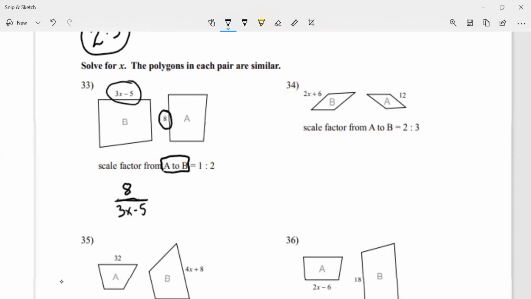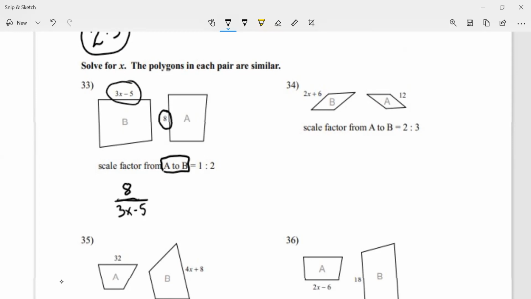The value of A goes first. Now, on this example, 33 to 36, A will not always be the smaller figure or the larger figure. Sometimes A will be small, sometimes A will be big. I just want you guys to go from A to B. I kind of want you guys to learn how to read the scale factor. But the instructions are solve for x.